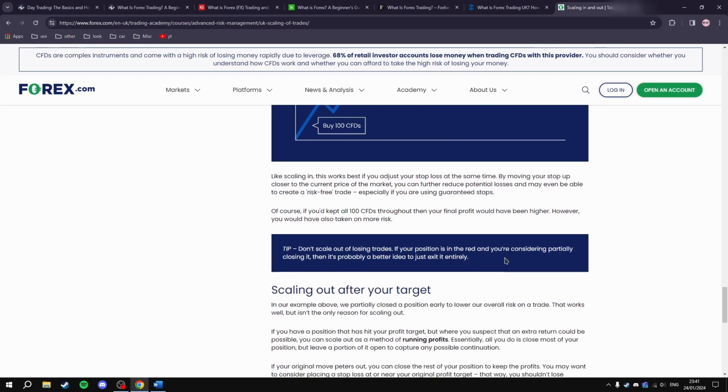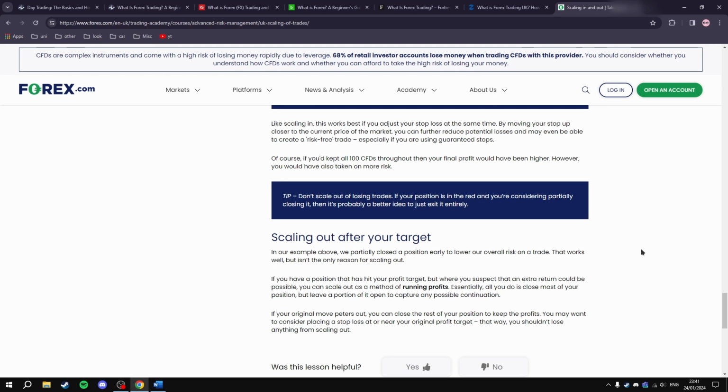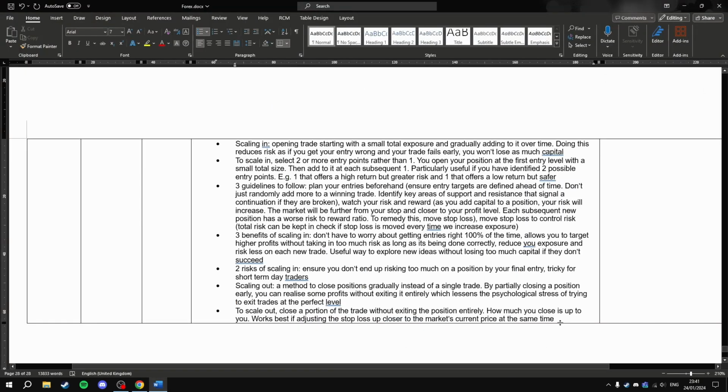Tip: Don't scale out of losing trades. If your position is in the red and you're considering partially closing it, then it's probably a better idea to just close it entirely. Because this way you're just dragging it out, so you're losing more money.